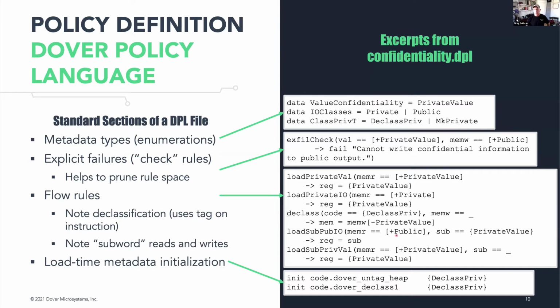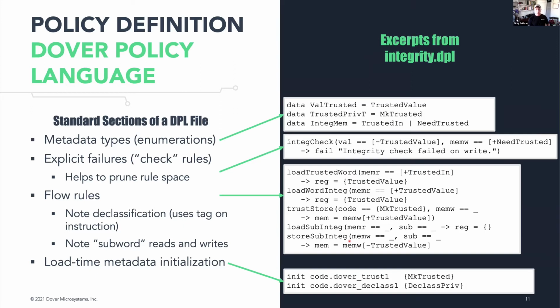So what happens if I'm loading from a public area of memory, but the register that's going to receive the value currently contains a private value, and I'm loading a subword that is not the entire 64 bits? Maybe I'm loading a byte or a half word. This rule says the bits in the destination register should remain tagged as private because there are still some remaining private bits, so to speak.